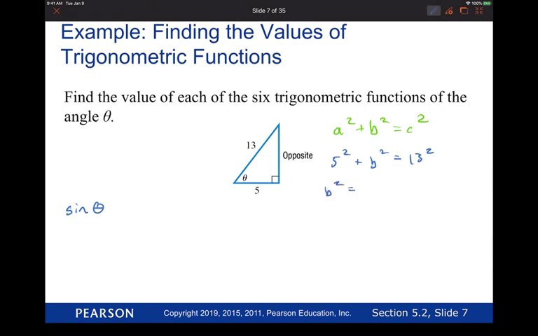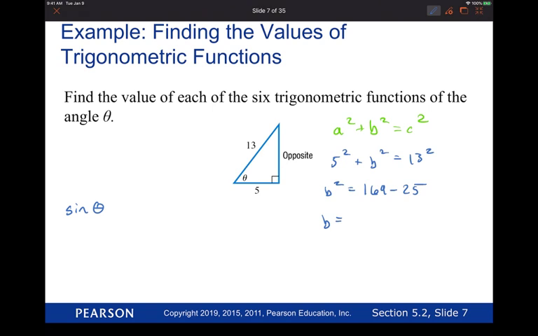Okay, keep going. 25 plus 169. Okay, not plus, but if we're going to solve for b, subtract the 25, right? So then we say 169 minus 25. So then b is going to be, now usually whenever we do square root, what symbol do we need to include?